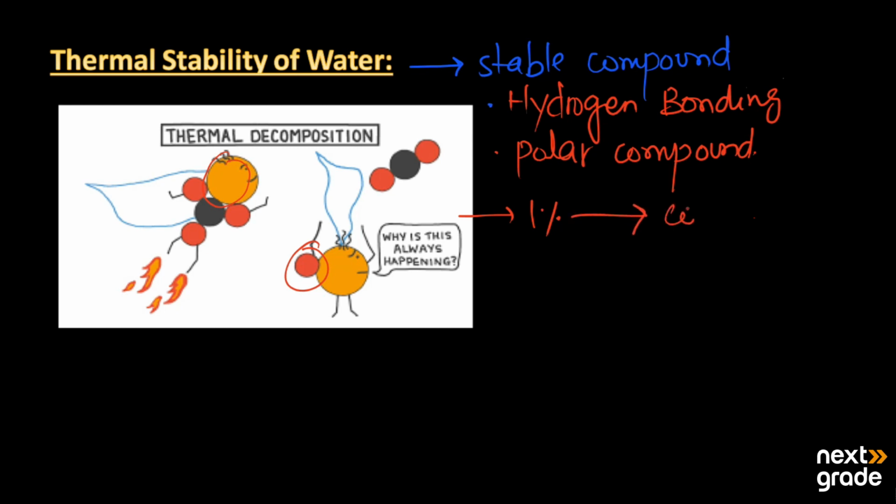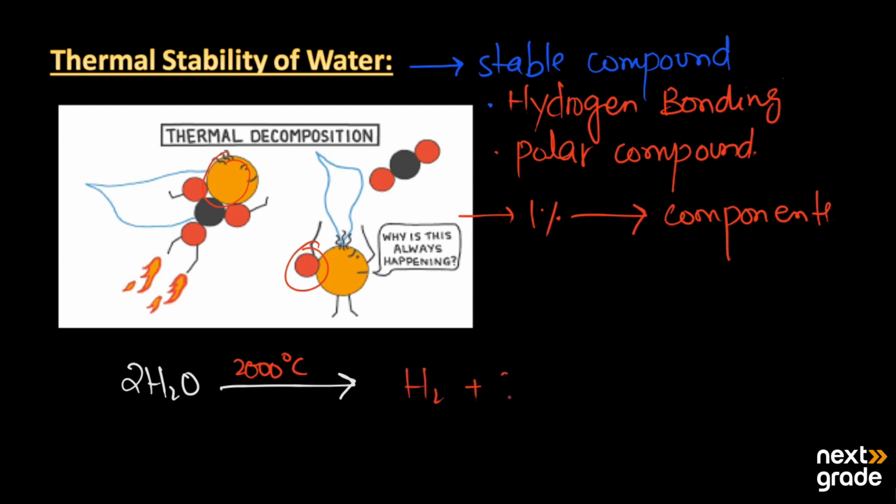That is why water is thermally stable, and only 1% of its molecules decompose into their components. If we look at the chemical reaction, two water molecules, 2H2O, when we provide heat of 2000 degrees Celsius, give the products hydrogen gas and oxygen gas. This is the simple decomposition of water that takes place at 2000 degrees Celsius.